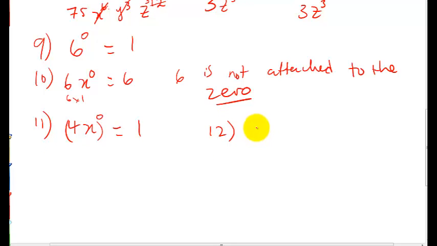Let's go for 3x cubed, that's the power of 0. Take away 2 to the power of 0.